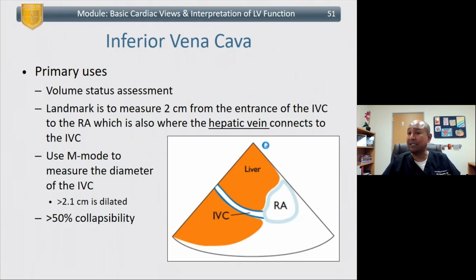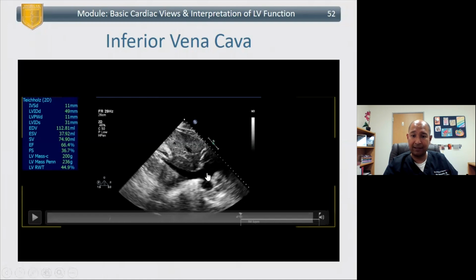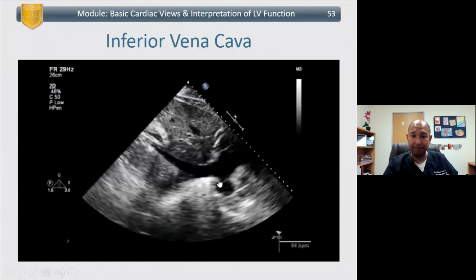And there's different ways to see if they're going to be volume overloaded or if they're going to be under-resuscitated. And as a rule of thumb, you definitely want to look for greater than 50% collapsibility. Here's a still. You're going to look at the right atrium, and here's going to be the IVC. Once again, look at a still over here. Looking at over here will be the right atrium, the IVC coming in.